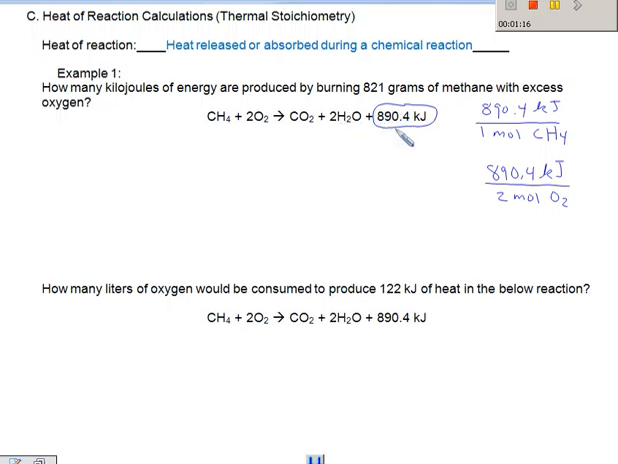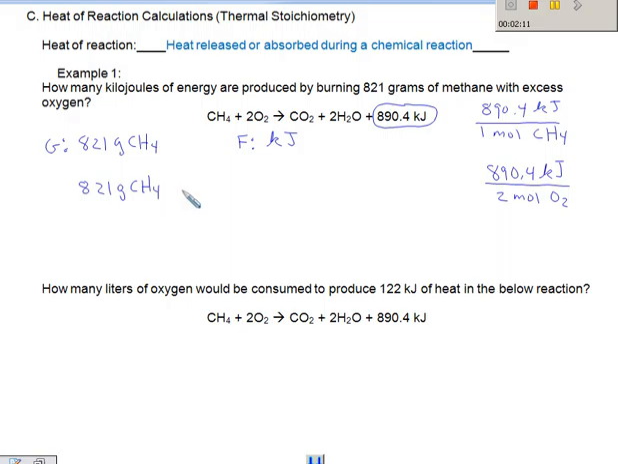We're going to work these just like stoichiometry problems, and we're going to treat this like a coefficient. So let's see how this works. Our given is 821 grams of methane. Our find is kilojoules of energy. So we're given this, and we want to find that. So we're going to start with 821 grams of methane.